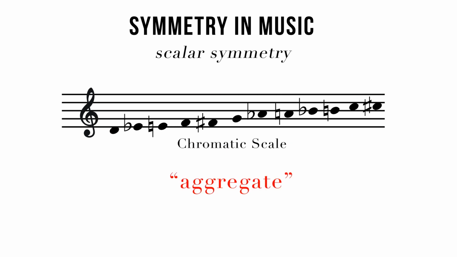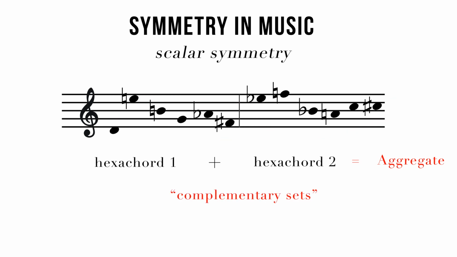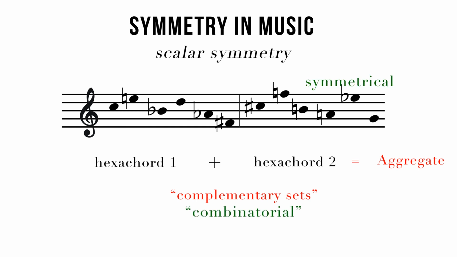When all 12 notes are present, it's called an aggregate. If we have 2 sets of 6 notes, and between them we can make an aggregate, we would call those complementary sets. These sets don't necessarily have to be symmetrical themselves, but they can be, and if they are, we call them combinatorial. Assume we have 2 sets of 6 notes.